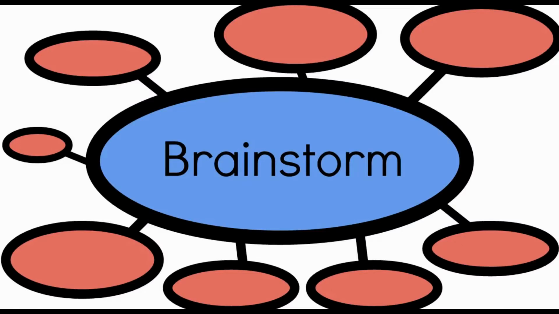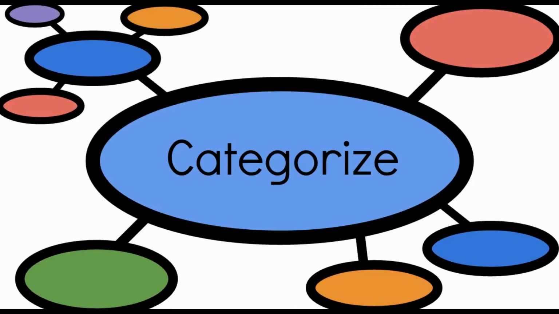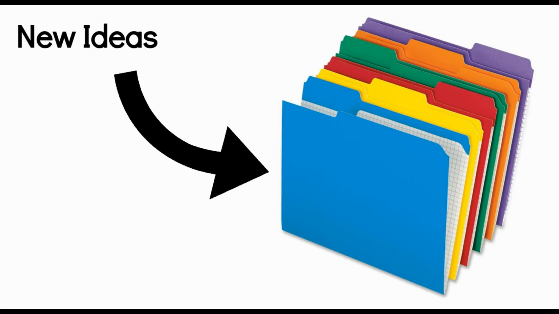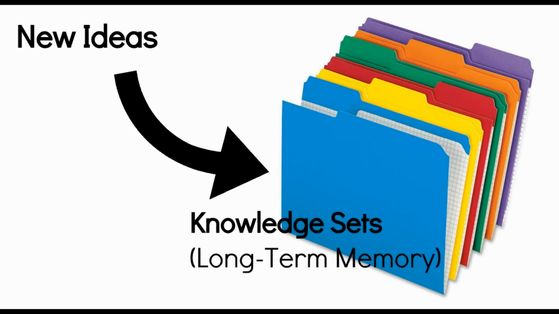Mind mapping is often used for brainstorming, but this is really like draft one of mind maps. It's important that after creating a first mind map, to then categorize the ideas into different categories. Because again, what we're trying to do is take new ideas and file them away into our knowledge sets, our long-term memory. So any way that we can connect it to our prior knowledge, there's a better chance that we're going to remember new ideas.